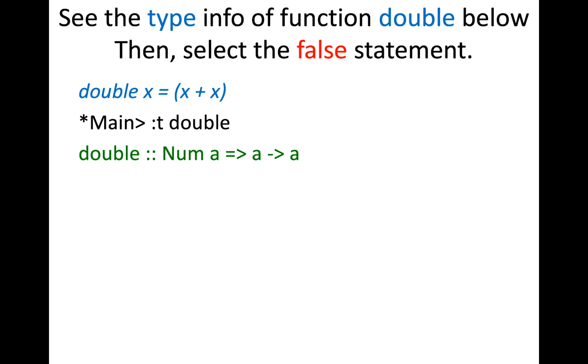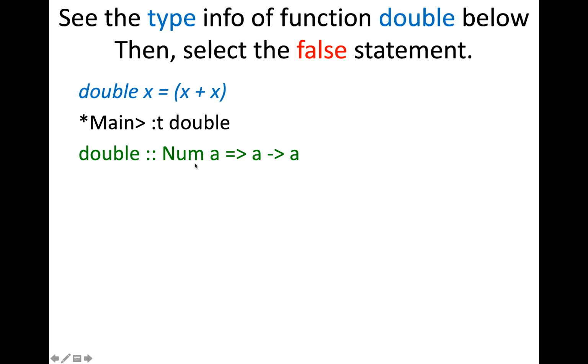And here is one function. The function name is double, takes one parameter, and this is the body, as the name suggests. Now if we want to check the type of this function double, we type :t, then the function name, and we do it on the Haskell console. And this green line is the response from the Haskell console, which says the function double's type information is this, and how to interpret this information.